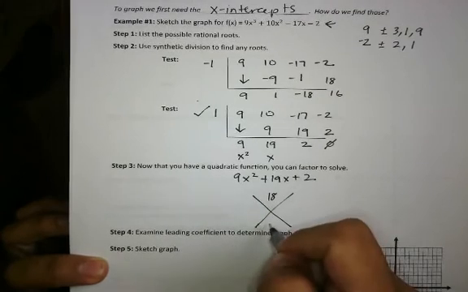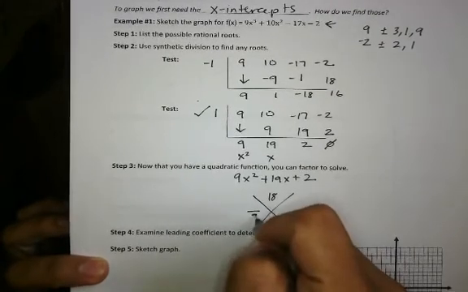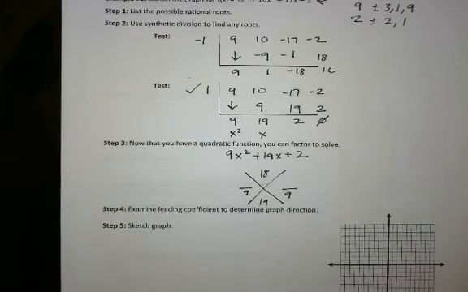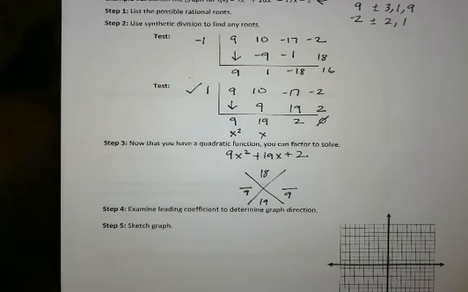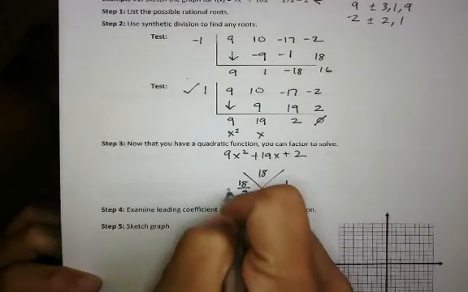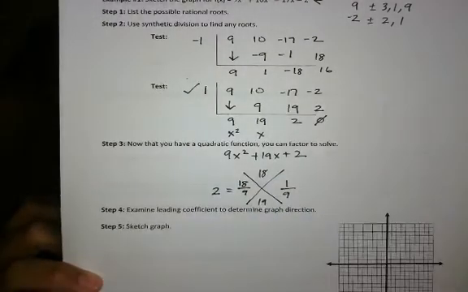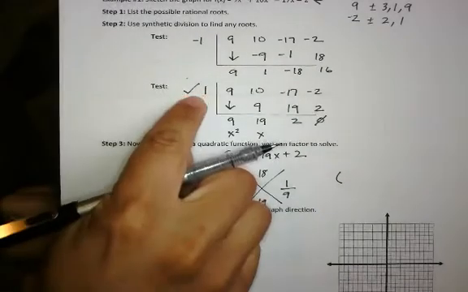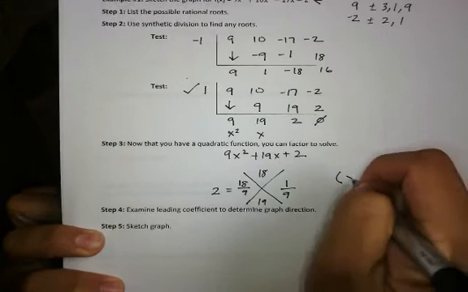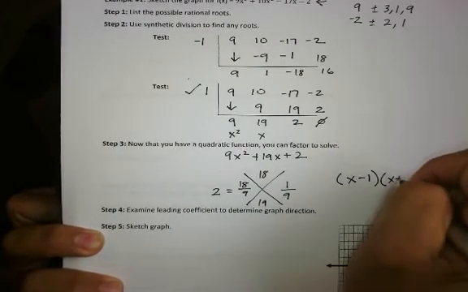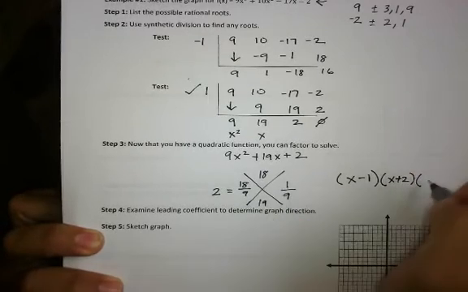So this is going to be the same thing as saying 9x squared plus 19x plus 2. So now we're going to use our x method. 9 times 2 gives us 18. What two numbers multiply to make 18 but add to give you 19? 18 and 1. We have 18 and 1. This gives us 2, and that leaves us at 1/9.